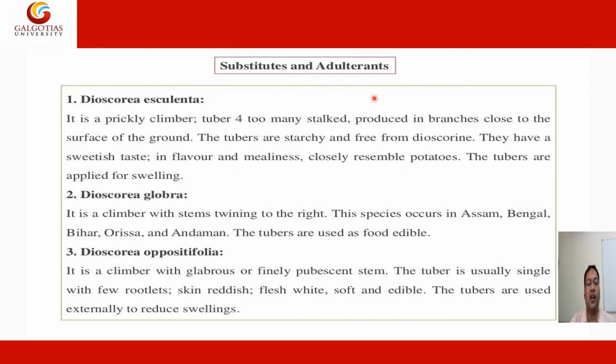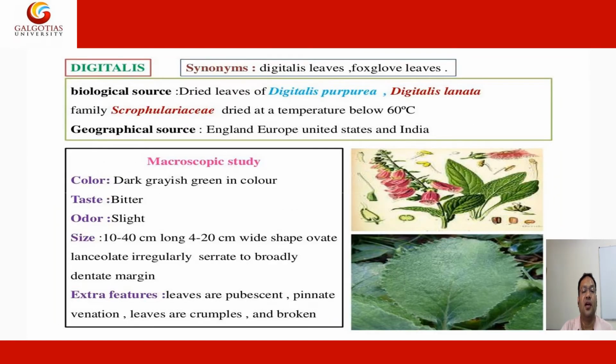Substituted varieties or adulterants include Dioscorea sicula, Dioscorea glabra, and Dioscorea opposita folia. These are the substitution varieties. And the next drug, a very important one, is digitalis.